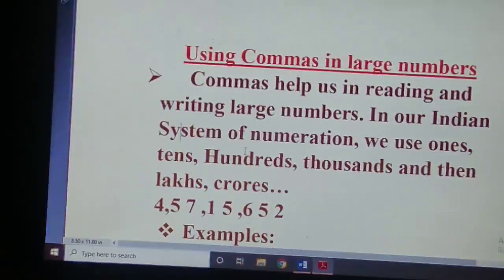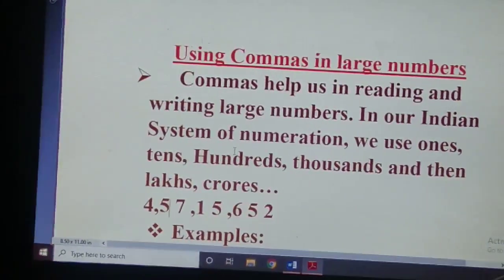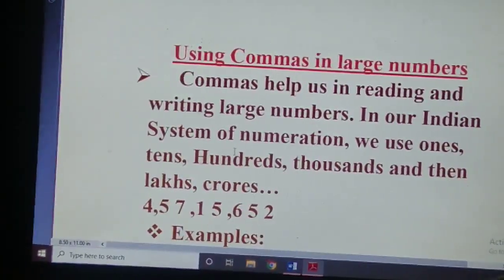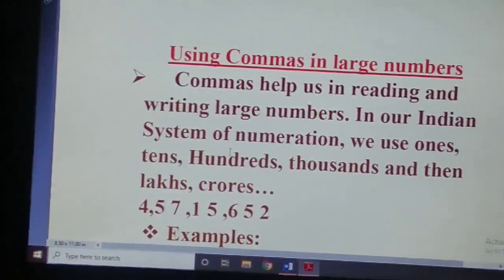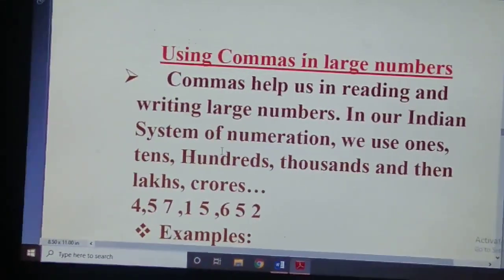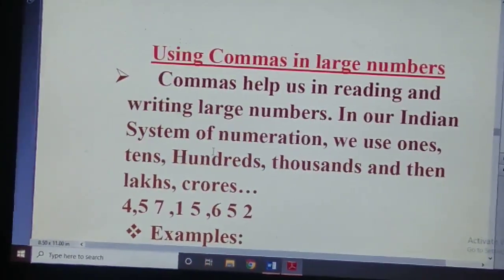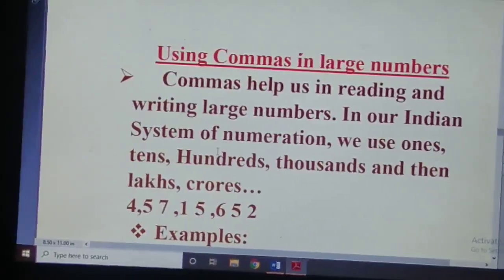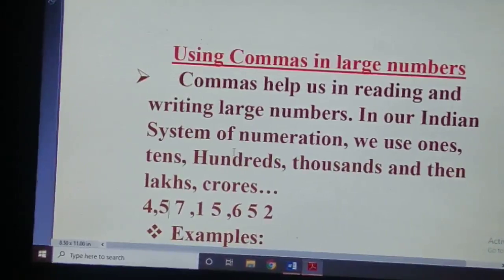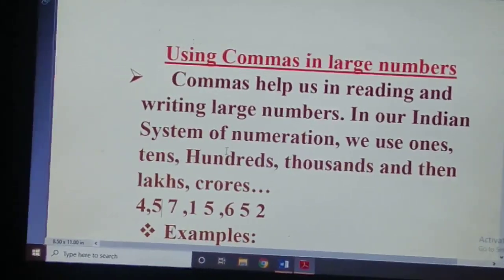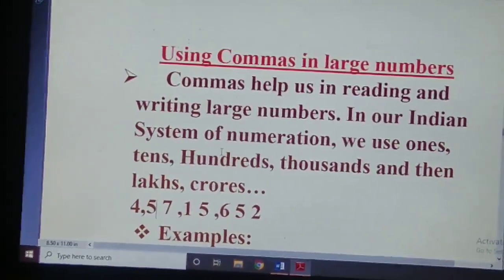Now let's see. You may have heard about commas. First, what are commas? A comma is a punctuation mark indicating a pause between parts of a sentence or separating items in a list. How to use it? Let us go into details of using commas in numbers.